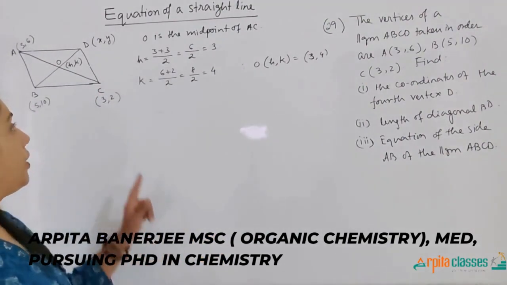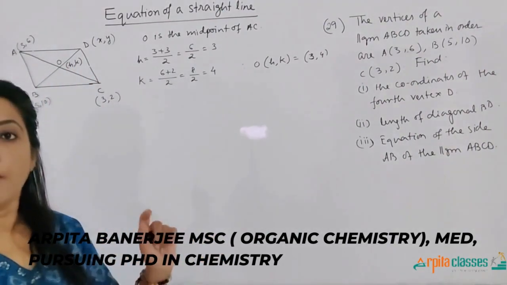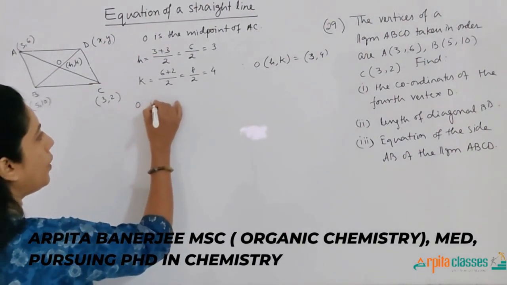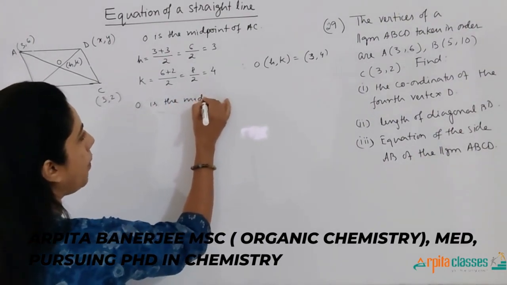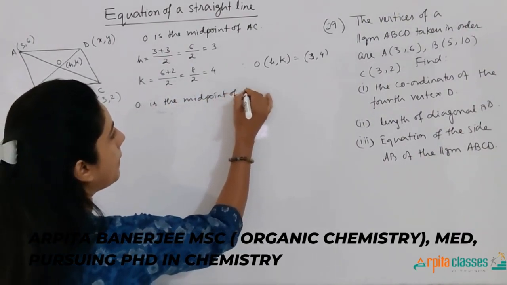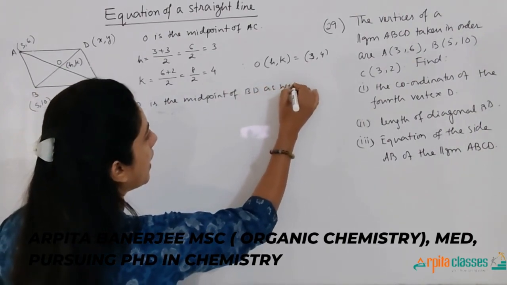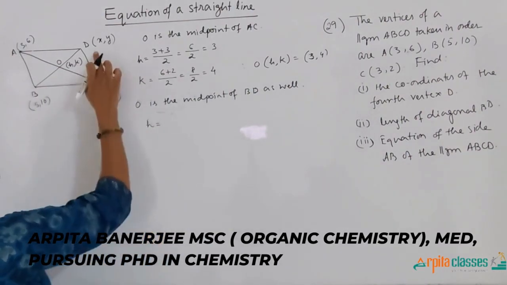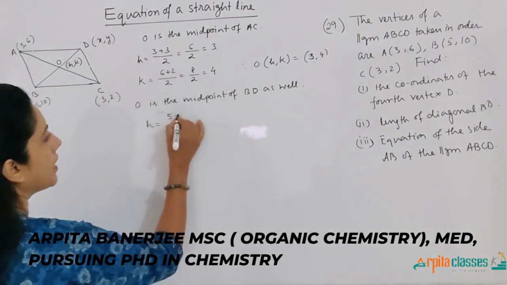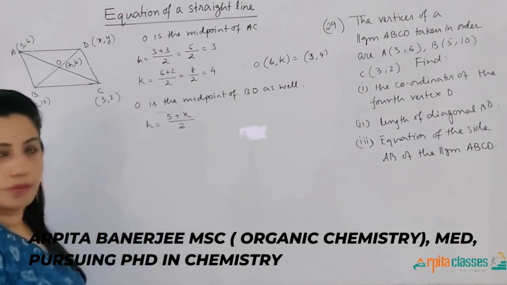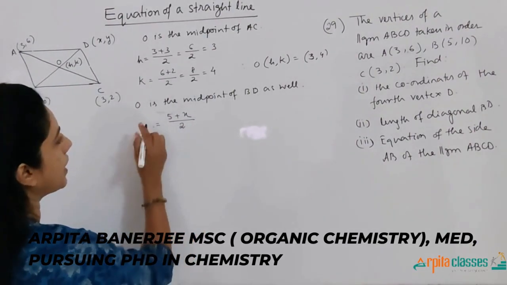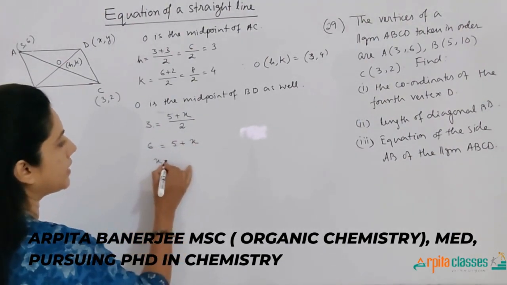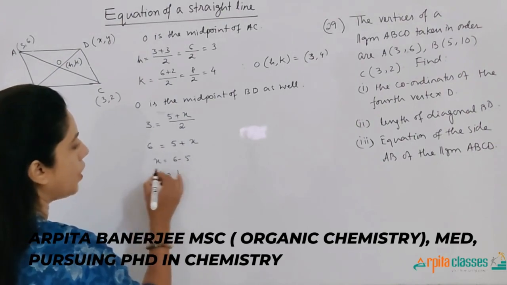Now, O would be the midpoint of BD as well. From here, we get the coordinates of D. So write, O is the midpoint of BD as well, right? So O, that is H, is equal to (5 plus x) upon 2. Okay, and what is your H? H is 3. So 3 twos are 6 is equal to 5 plus x, or x is equal to 6 minus 5, that is 1.